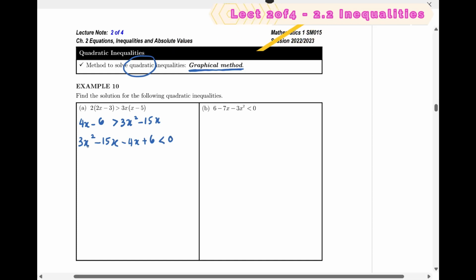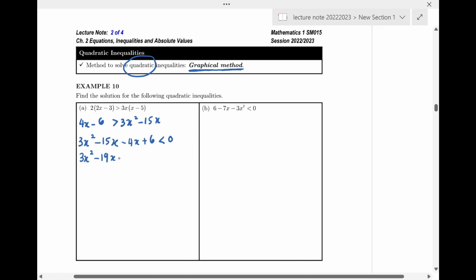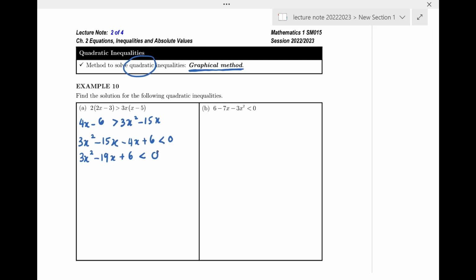Okay, so now we simplify the quadratic expression. So we have 3x squared minus 19x plus 6 less than 0. Okay, remember, make sure the quadratic expression that you have on the left side is a positive one. Make sure we start with a positive x squared. So if we don't have that, we have to make it positive. So we'll see what I mean by this in part B.